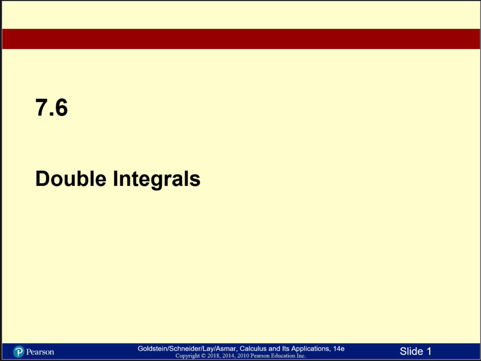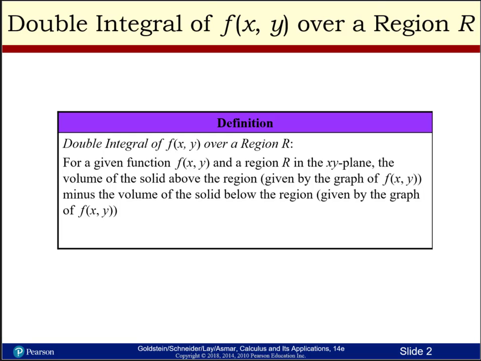We're looking at section 7.6 today on double integrals in our applied calculus class. So what's the double integral of f of x,y over a region R? For a given function f of x,y in a region R in the xy plane, the volume of a solid above the region given by the graph of f of x,y minus the volume of the solid below the region given by the graph of f of x,y.